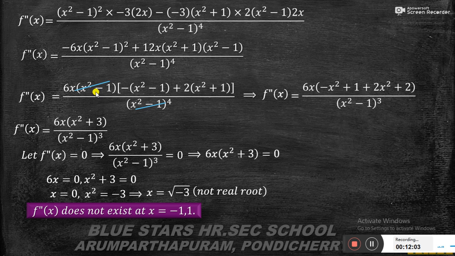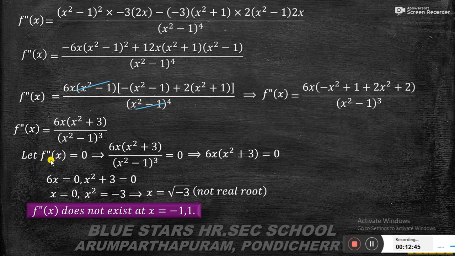In the next step you see x square minus 1 and x square minus 1 whole power 4 cancel one time, so one x square minus 1 is left. The remaining terms are 6x into minus x square minus 1 plus 2x square plus 1. Now we add: multiplying the minus, minus x square plus 1 plus 2x square plus 2, so minus x square plus 2x square is x square, and 1 plus 2 is 3, divided by x square minus 1 whole power 3. This is f double dash of x. Next, f double dash of x equal to 0, because we find the intervals of concavity.